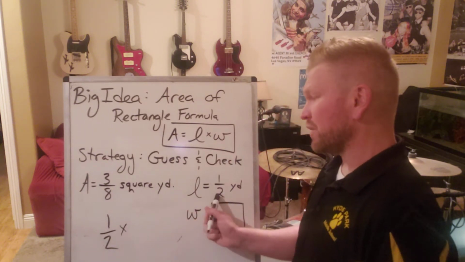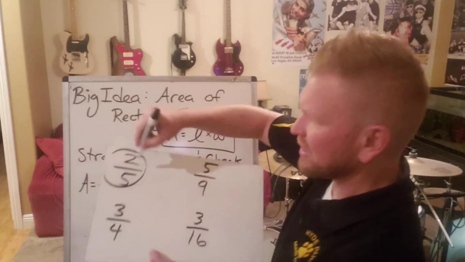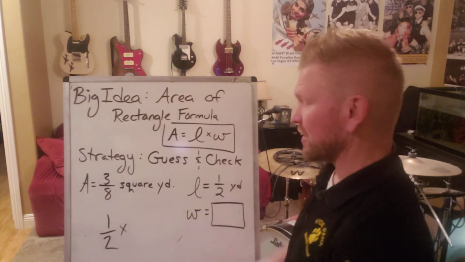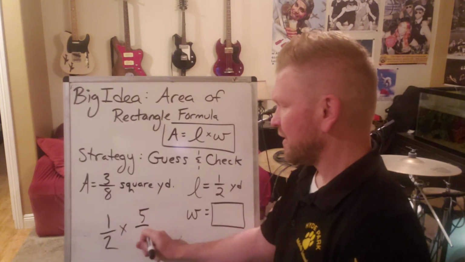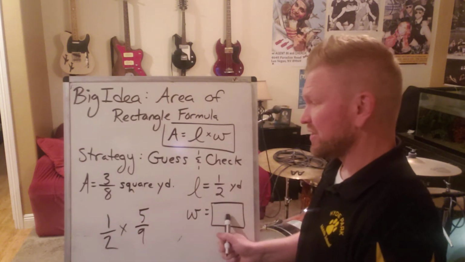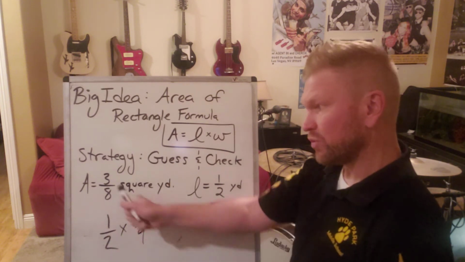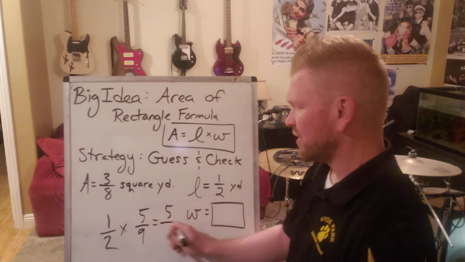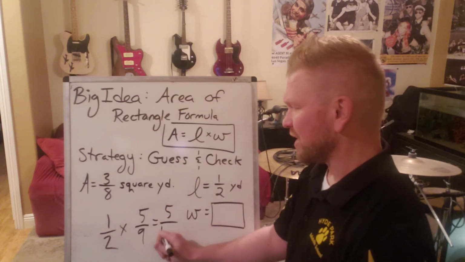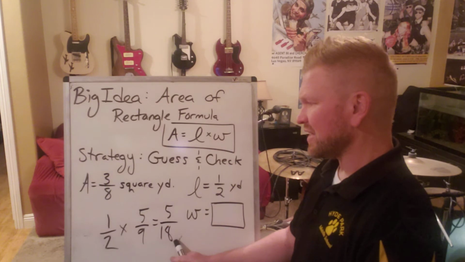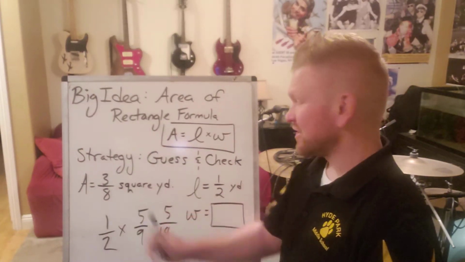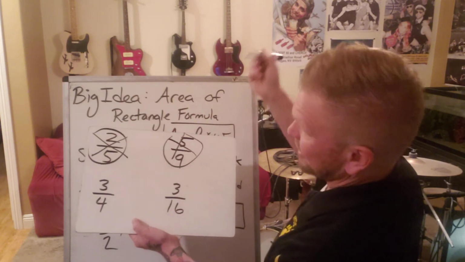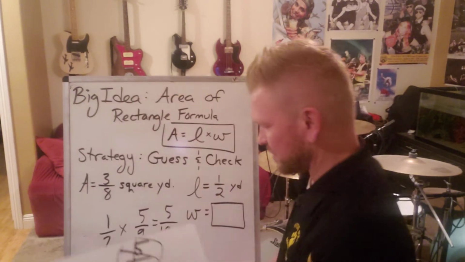Okay, so again, the length is 1/2. We're going to guess something else for the width. It is not 2/5. So the next answer is 5/9. Let's guess 5/9. If the answer is 5/9, that means the length times the width will equal the area. Let's see if it does. 1 times 5 is 5. For the denominator, 2 times 9 is 18. And we've got 5/18, but not 3/8. So this didn't help us, so that's not the answer. Let's guess the next one. Maybe it's 3/4.